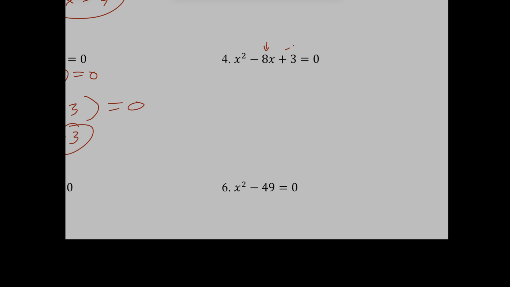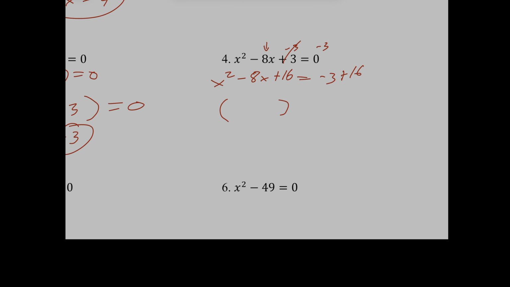I'm going to take a stab at complete the square. So I'm going to subtract 3 from both sides, and I'm going to get x squared minus 8x equals negative 3. Now, what's half of 8? 4. What's 4 squared? 16. So I'm going to add 16 to the left, which means I have to add 16 to the right.